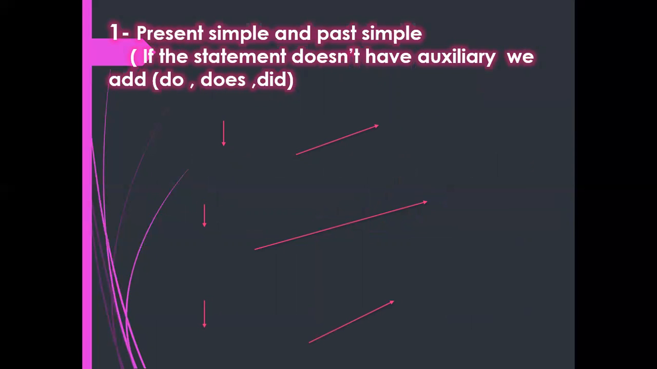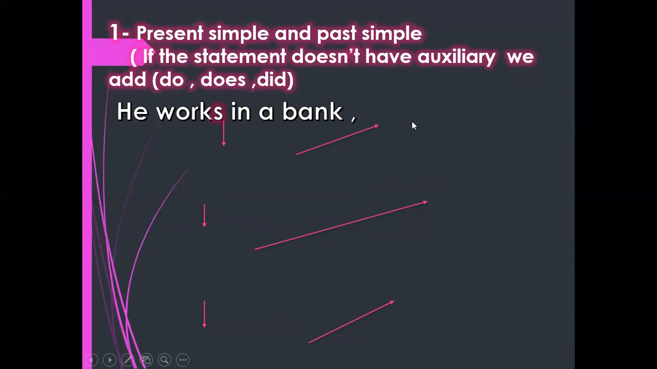Let's start with these examples. The first case, present simple and simple past. How can we make a question tag when you have a present simple or past simple tense? If the statement doesn't have an auxiliary, we don't have a helping verb, so we add do, does, and did. Do and does in the present simple tense, and did in the past. Let's start with these examples. When we say, he works in a bank, again, he works in a bank.